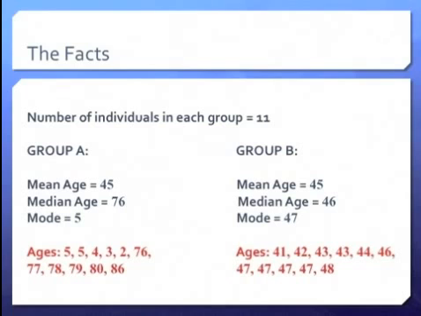Well, Group A had 2 5-year-olds, 1 4-year-old, 1 3-year-old, 1 2-year-old, 1 76-year-old, 1 77-year-old, 1 79-year-old, 1 80-year-old, and 1 86-year-old. Group B had 1 41-year-old, 1 42-year-old, 2 43-year-olds, 1 44-year-old, 1 46-year-old, 4 47-year-olds, and 1 48-year-old. Now considering this, you can see how accurate our strong conclusions were. I'm not going to go over each of the conclusions we strongly inferred. I will leave this up to you to do so.